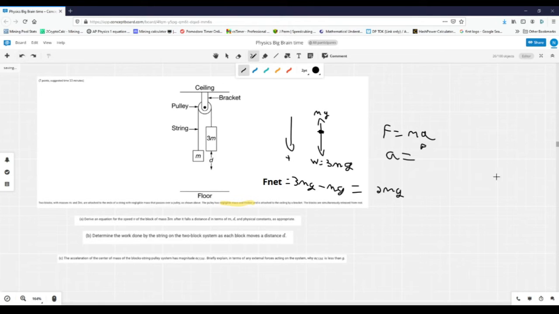So A then is equal to 2mg over what? 4m. Yes. Why is it 4m? Because you're combining the masses. Correct. The net force that is acting here is acting on everything, the whole system. And so the m's cancel out, and that means A is equal to 1/2 g.